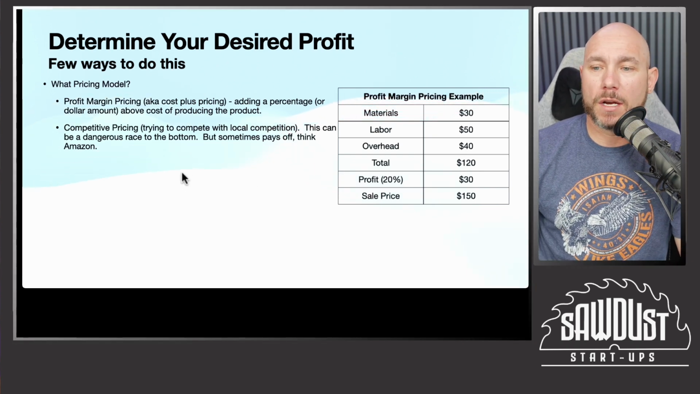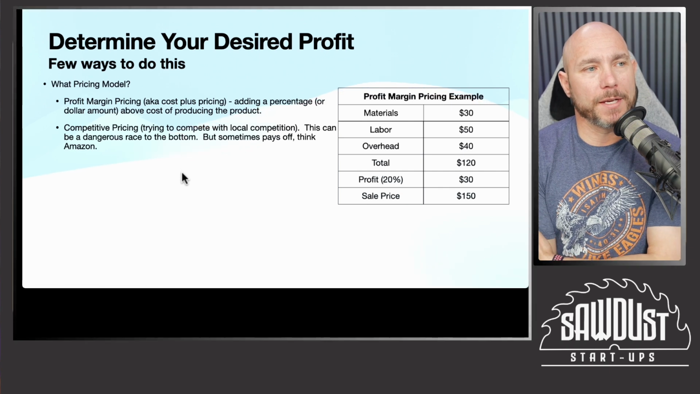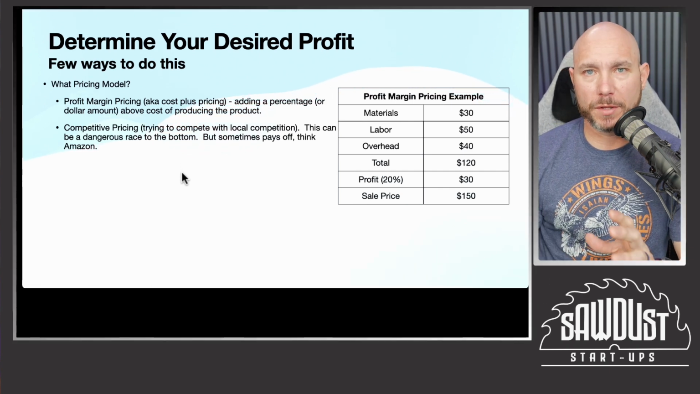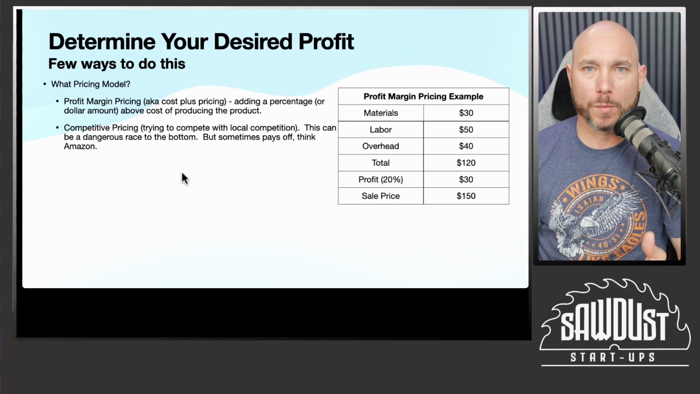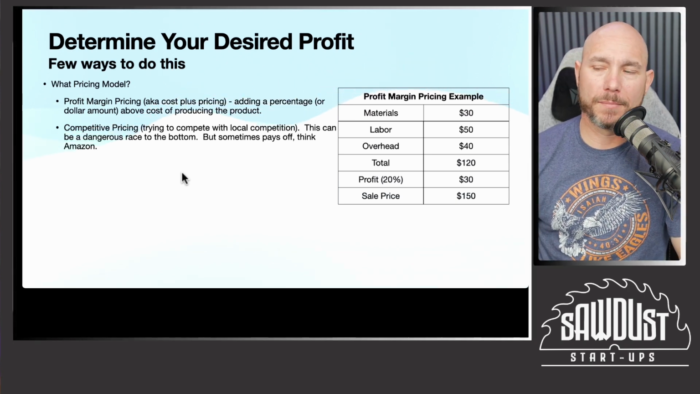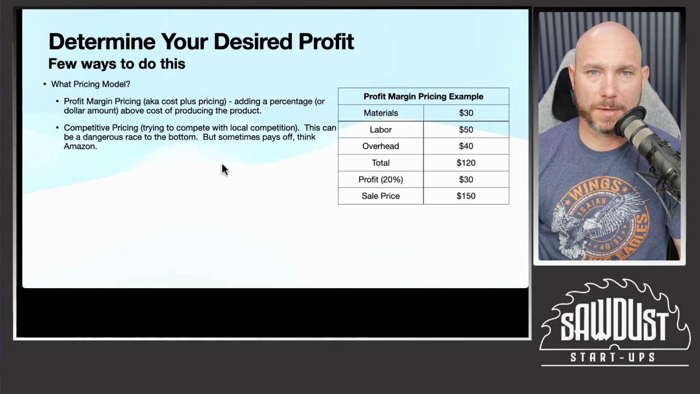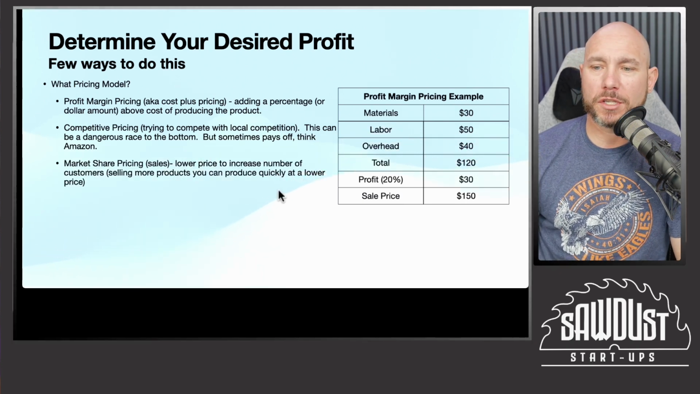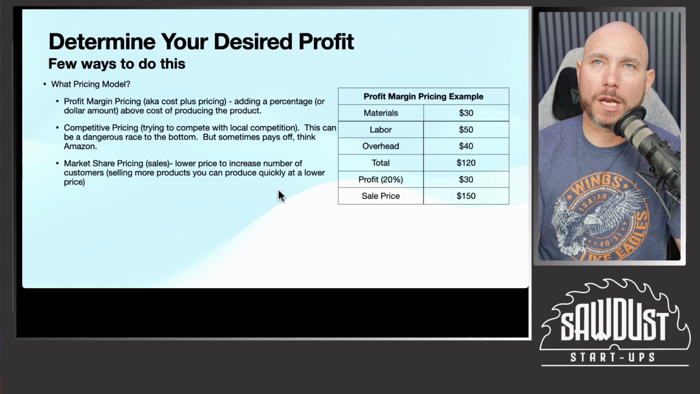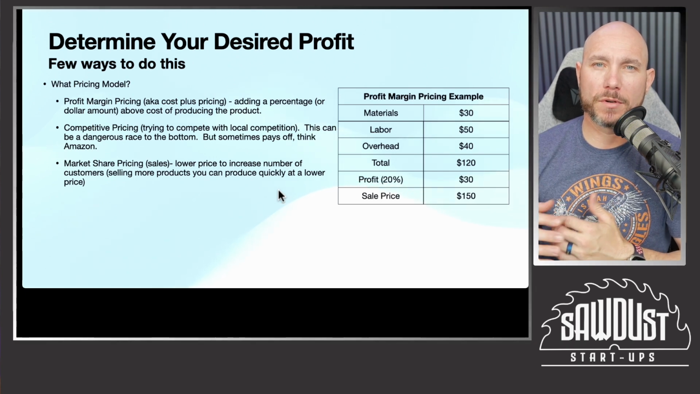Competitive pricing model is basically you look at your competitors and what they're charging, and you undercharge them. That's not really a good model in woodworking, but you look at Amazon, they did it, basically put all the bookstores out of business by selling cheaper. It's not really a good model here, but it's an option. Market share pricing, you basically lower the price to get an increased number of customers.